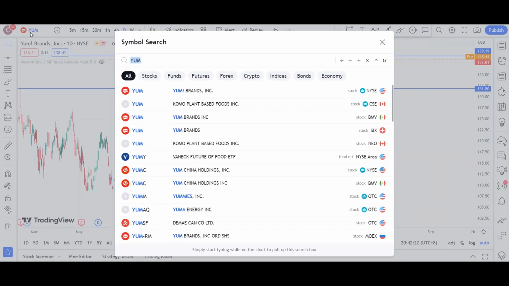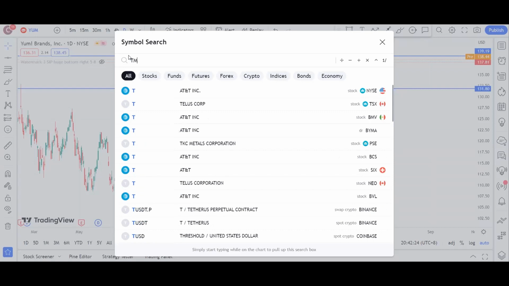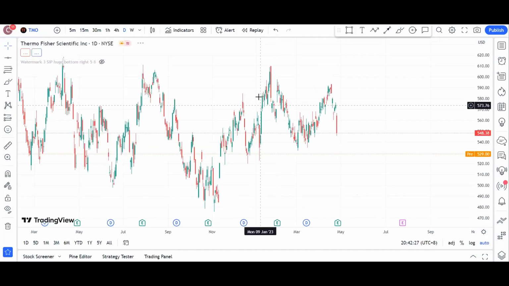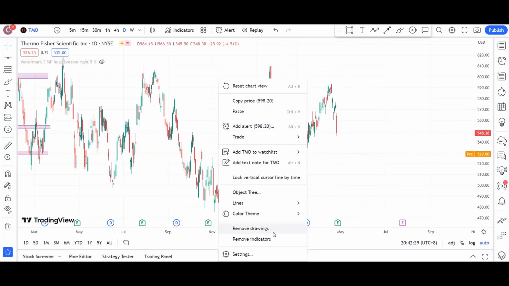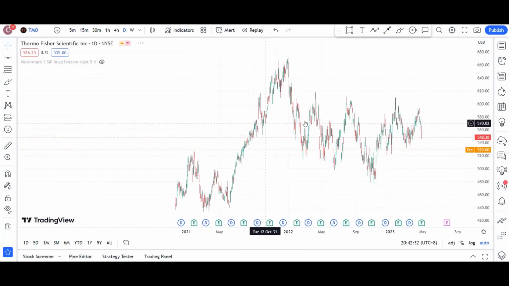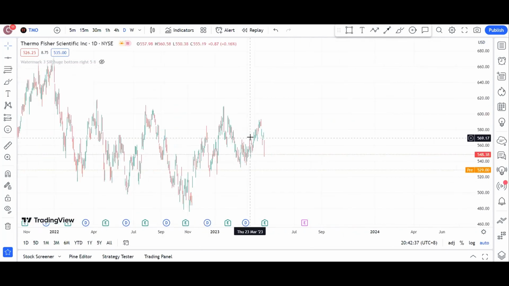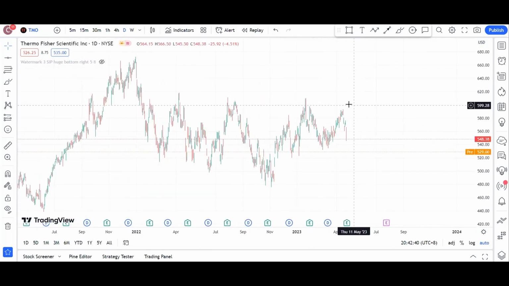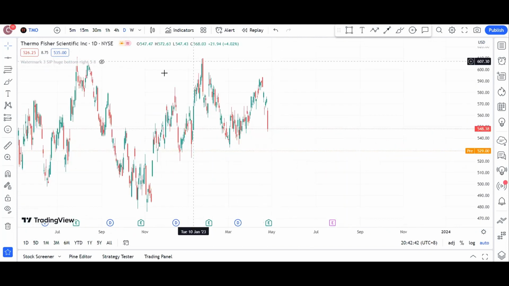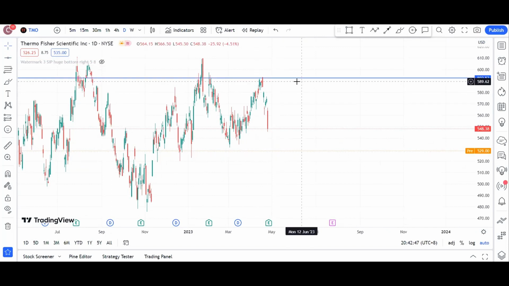Then next one would be TMO, Thermo Fisher Scientific. Immediate movement wise, it is pretty much range bound. We are looking at immediate support at around 592, 591, and immediate resistance at 592.5, 593.